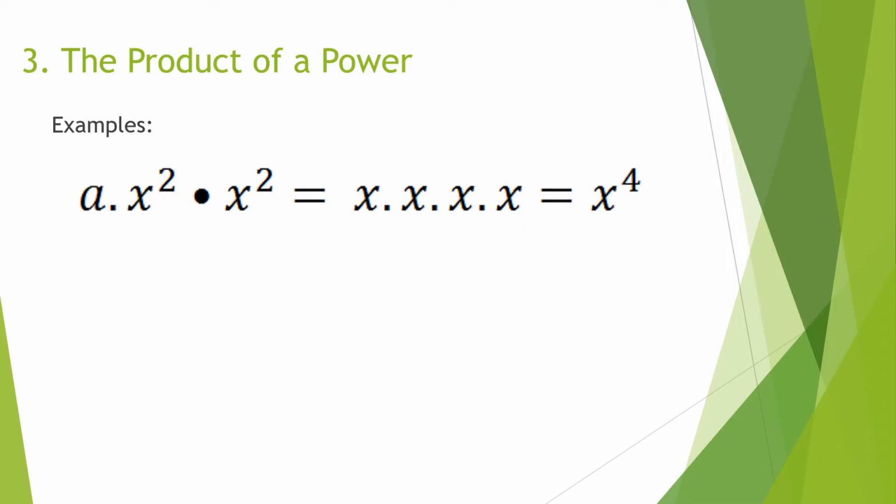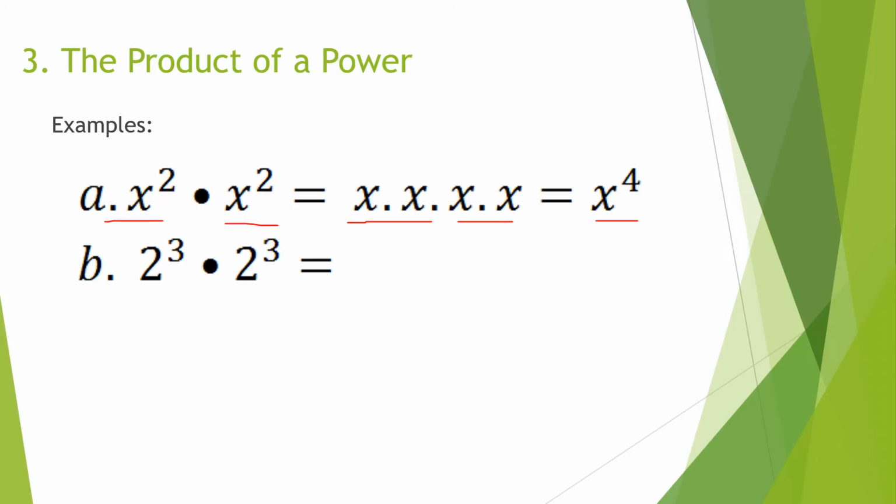So for example A, we have x squared times x squared. When we expand x squared, it can be written as x times x. The same thing with the other x squared, so it is also x times x. So when we rewrite that as an exponential expression, our answer is x raised to 4.